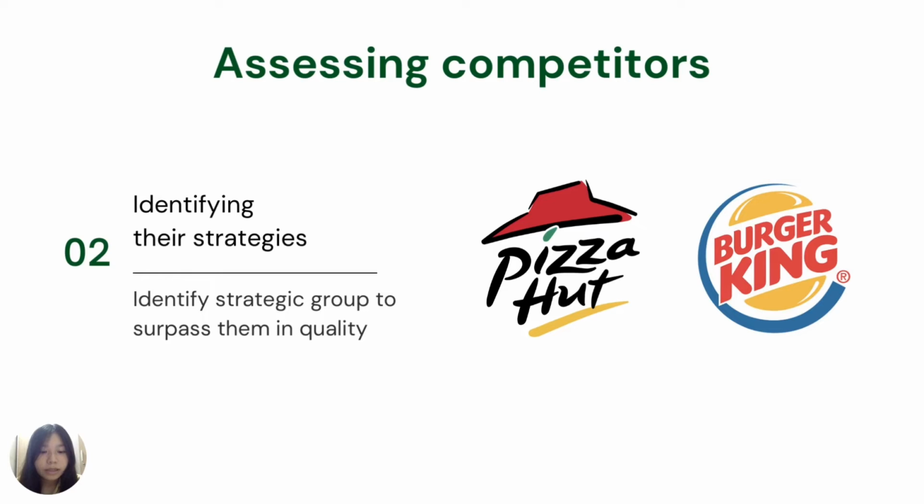In most countries, competitors can be sorted into strategy groups in which companies follow the same or a similar strategy. For example, Pizza Hut and Burger King are in the same strategy group because they have similar characteristics and the same market share at about 1.2%.